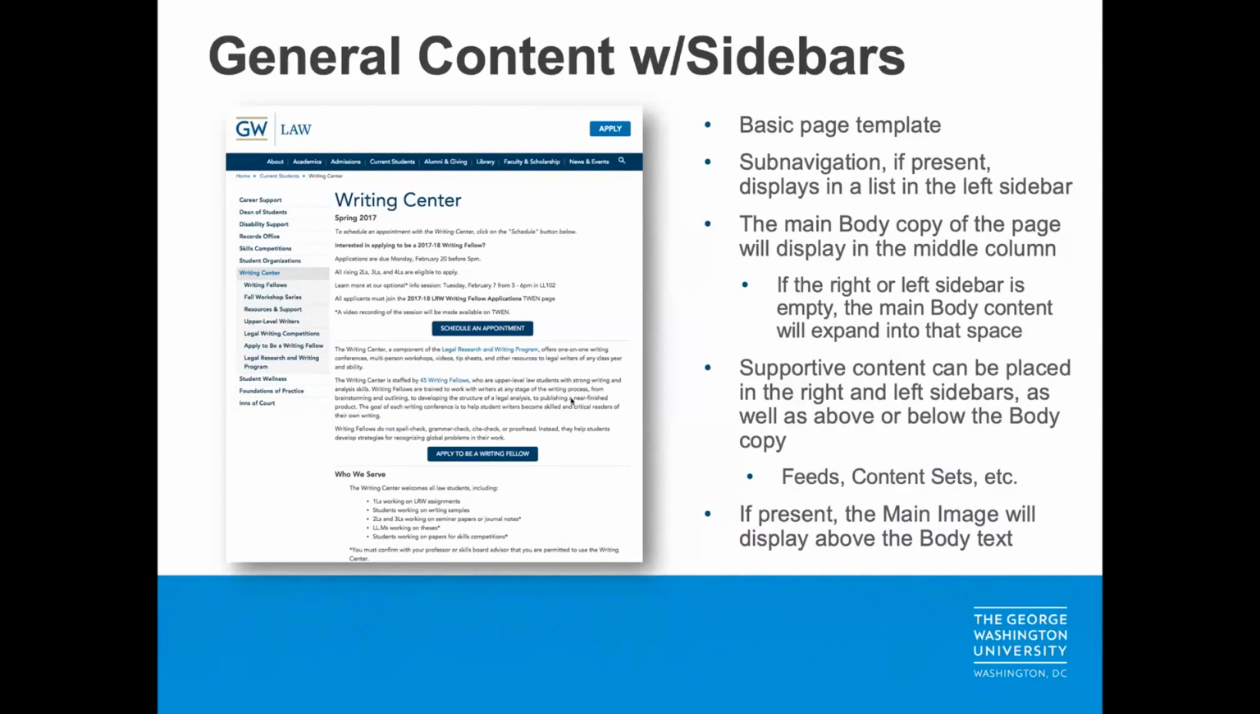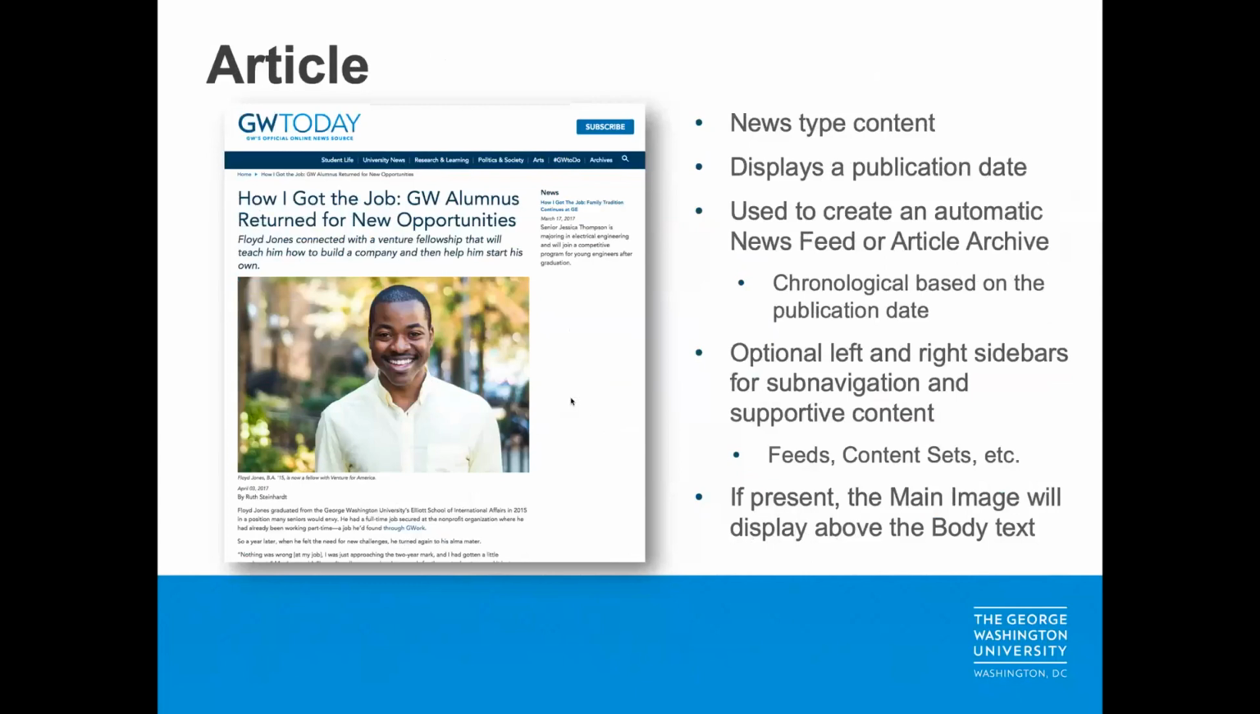Okay, so next we're going to take a look at the article page. It's pretty similar to what your general content pages look like and how they work, with the exception of the fact that there is a publication date, which you might be able to see down here beneath the image and its caption. That publication date is what sets this page apart dynamically from the other page content types.